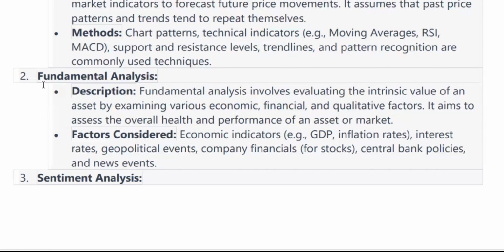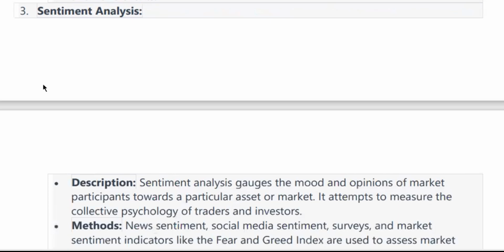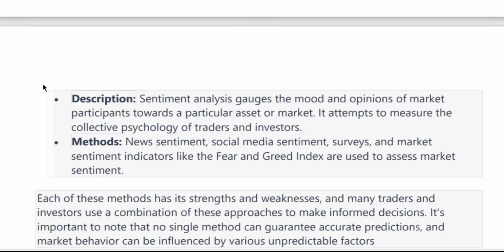So factors to consider are economic indicators, right? The GDP or inflation rates, interest rates, geopolitical events, company financials for stocks, right? And central bank policies and news events. Number three would be your sentiment analysis, right? Sentiment analysis gauges the mood and opinions of market participants towards a particular asset or market, right? It attempts to measure the collective psychology of traders and investors, right?